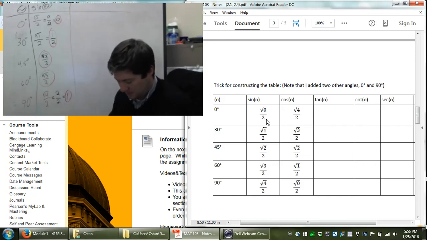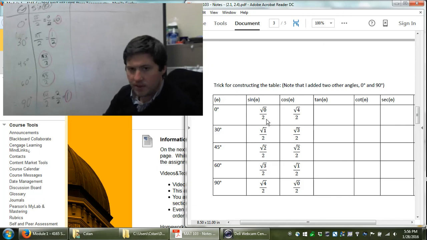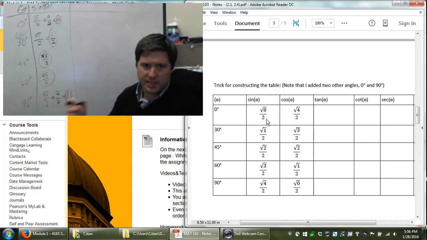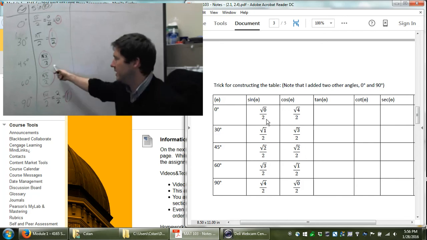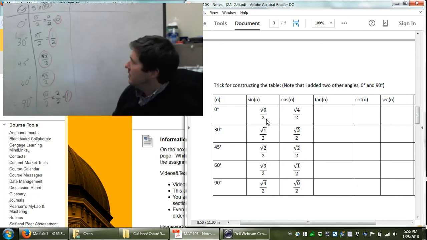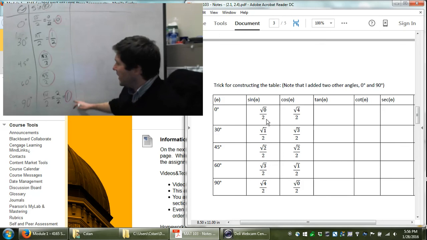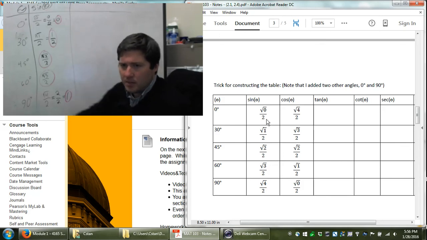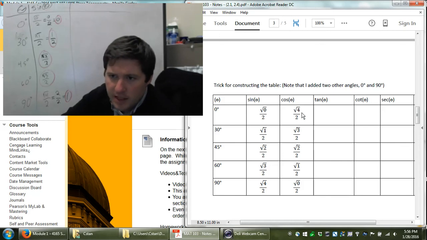Okay. So, I guess I got to write the whole table. Probably won't though. 0, 30, 45, 60, and 90. I'm definitely not going to have enough room to write all this, but I'll at least get you started. So these are our angles theta.